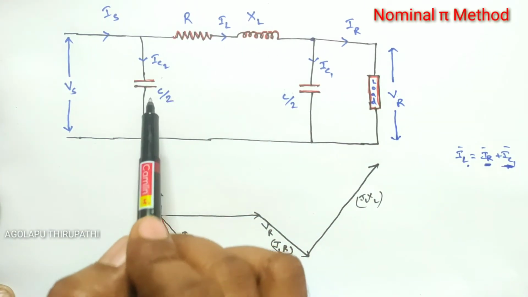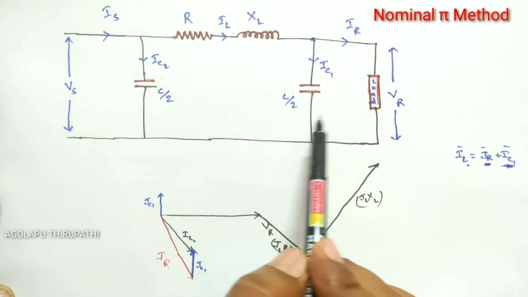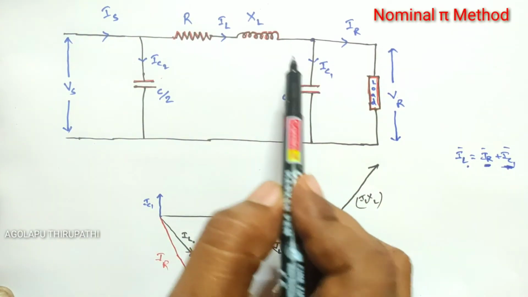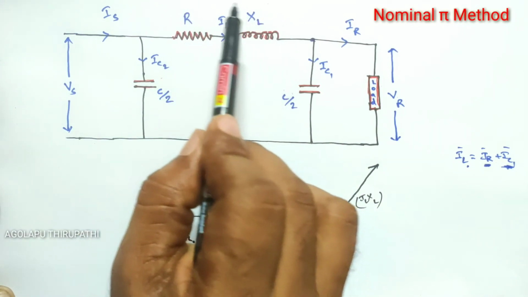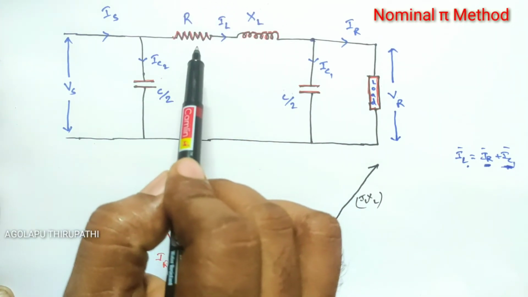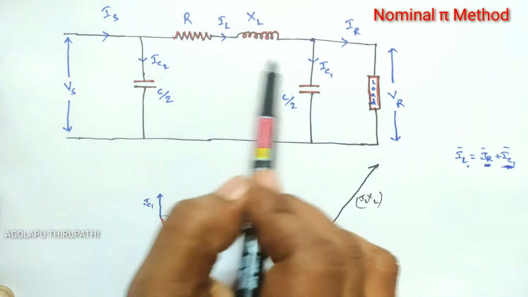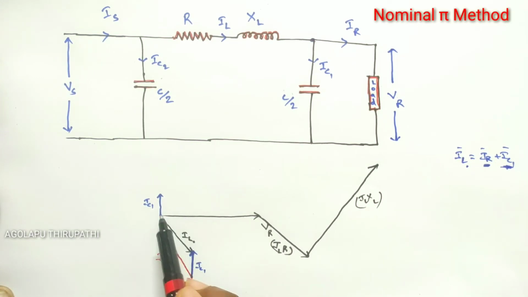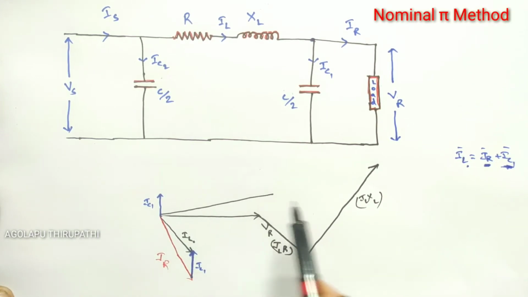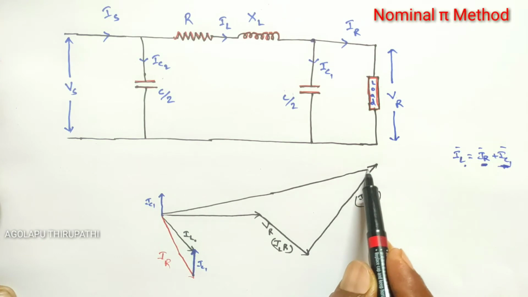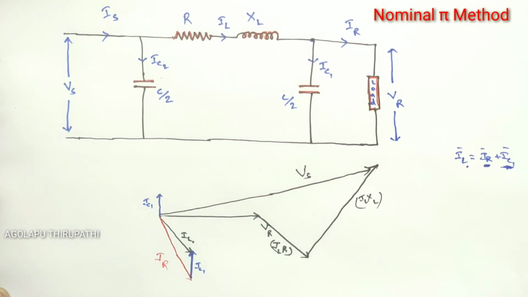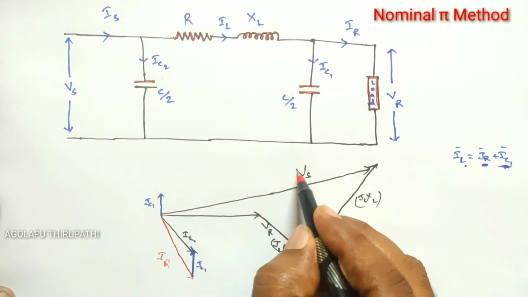So to get VS, first take the voltage across this particular capacitor. How much is it? VR. Then if we add the voltage drop across the line, we will get the sending end voltage, right? So the resultant of VR, IR, IXL becomes the sending end voltage. So this is VS. Now we have a vector for the sending end voltage.